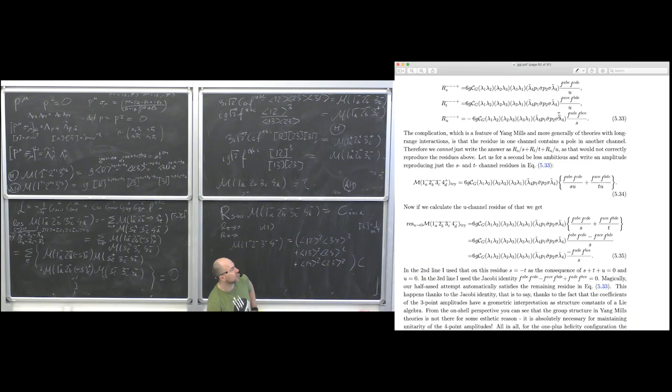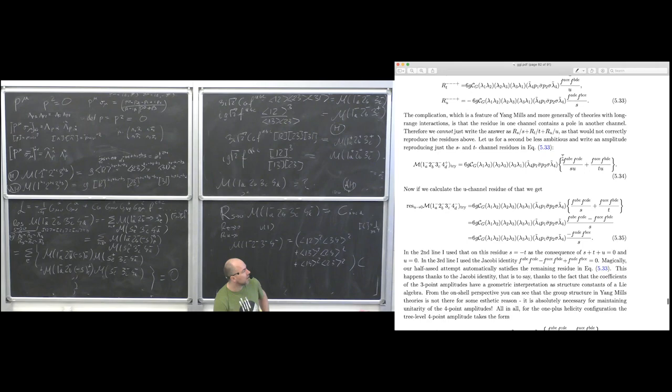So the amplitude being consistent with the two residues is automatically consistent with the three residues, provided your f structure constants satisfy the Jacobi identity. And this is actually the more fundamental reason why there is a Lie group structure in QFT. This Lie group structure turns out to be imposed on us by unitarity.